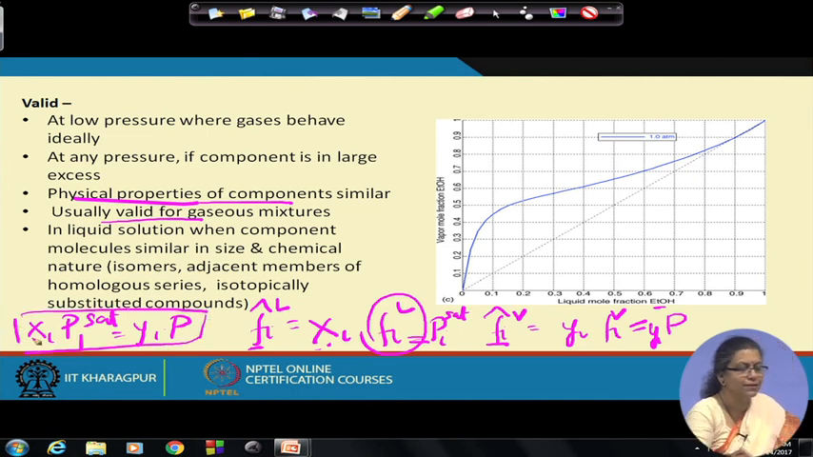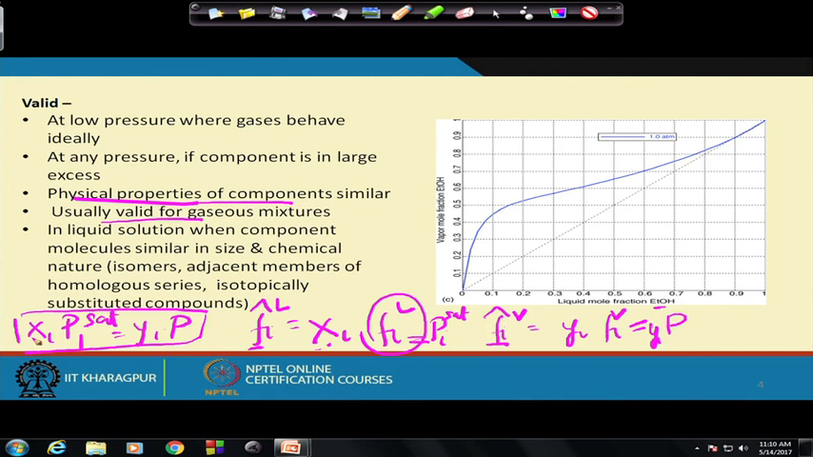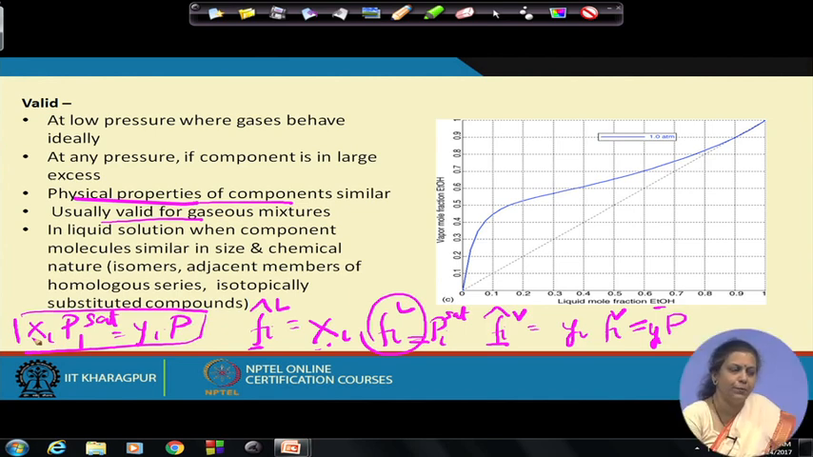And I guess this equation all of you already know; you have been doing this from your school days. This is nothing but Raoult's law, right. So, under what conditions is this applicable? I repeat, at low pressure gases behave ideally. This is usually valid for gaseous mixtures. It is valid for any pressure if the component is in large excess. When the component is in large excess, the linearity is maintained in this condition.